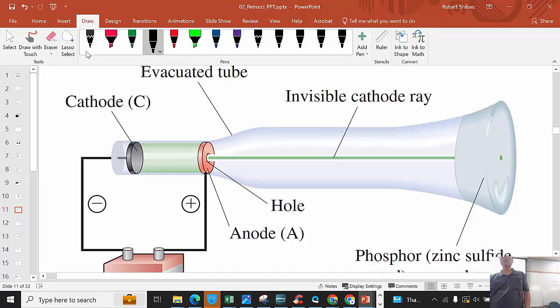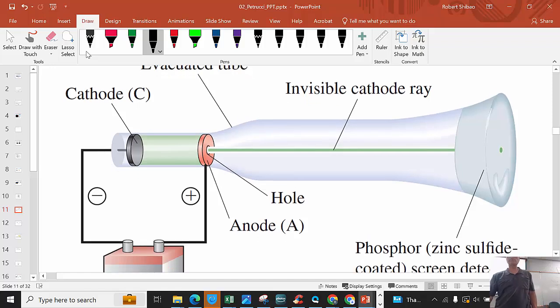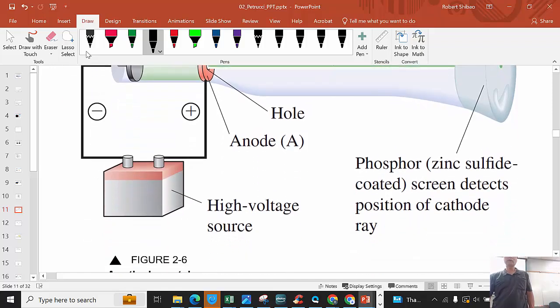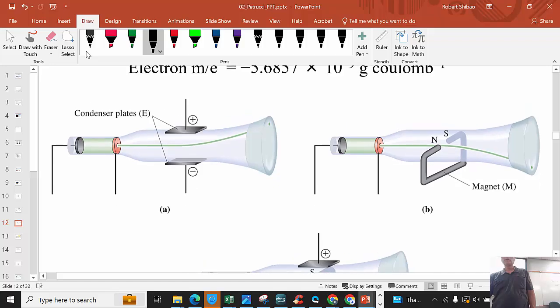You can't see the cathode ray, it's invisible, but you can make it visible by putting a phosphorescent coating on the inside of the glass. The phosphorescent coating will give you a color, a glow to it. When the electrons strike it, it starts to glow. We have a cathode ray tube. I'll show it to you.